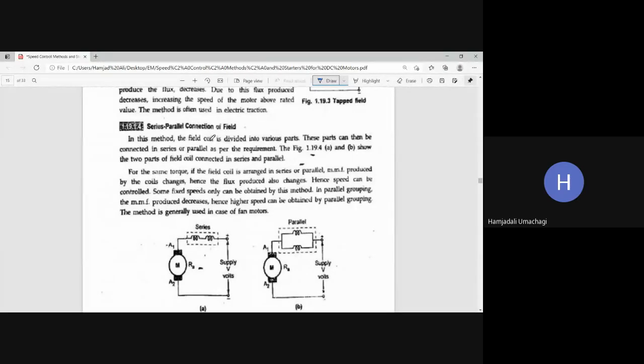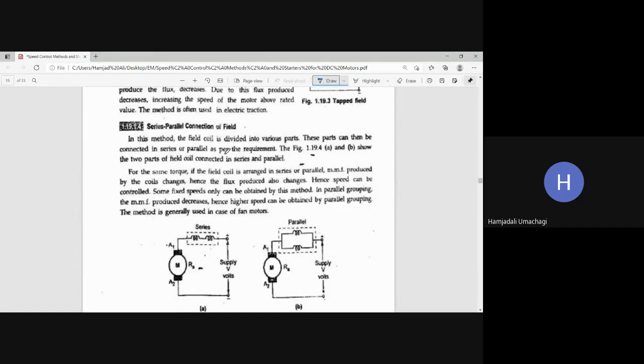In this method, the field coil is divided into various parts. Usually it is divided into various parts, but for our explanation purpose, we have shown only that the field winding is divided into two half sections. These parts can then be connected in series or parallel as per the requirements, as shown in figure 1.19.4a as well as b.